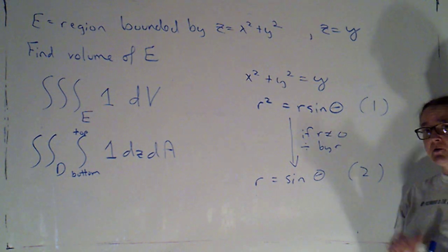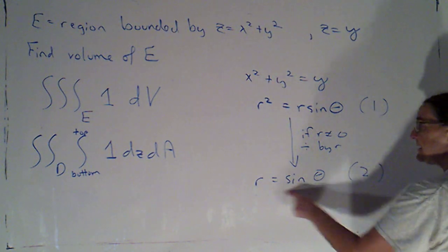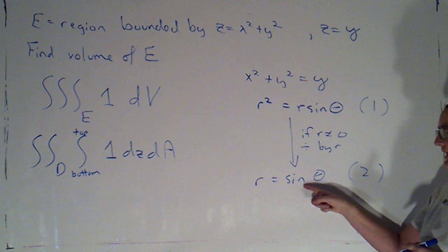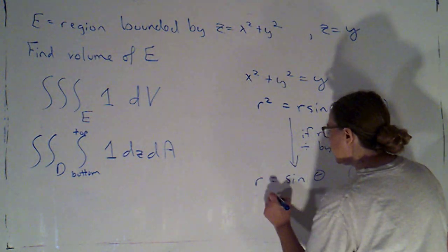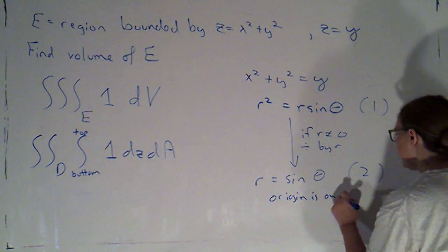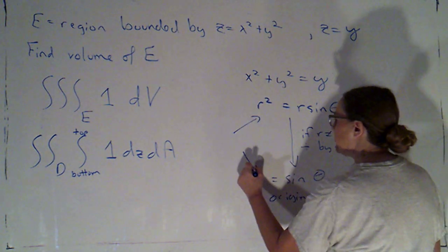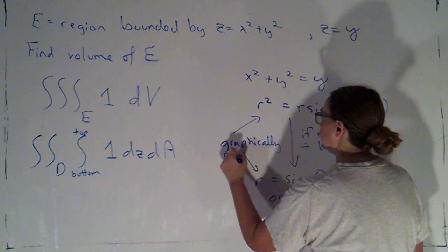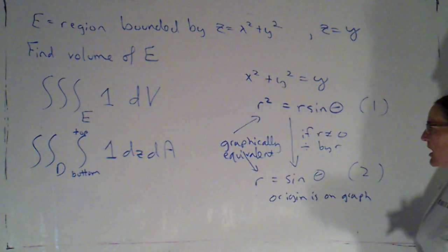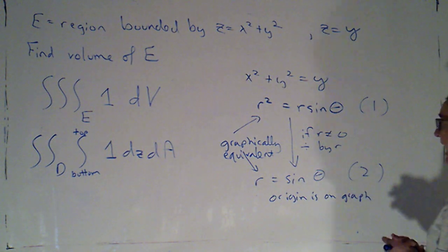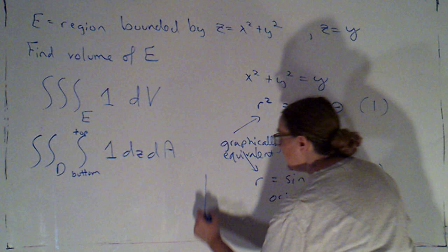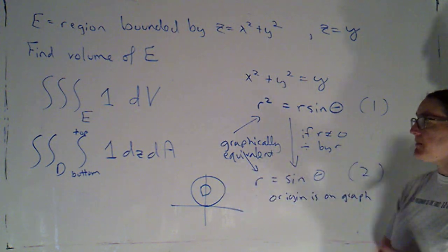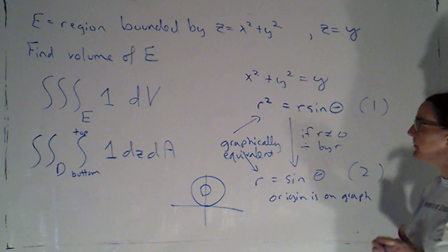Okay. But r equals 0 just corresponds to one point, the origin, and that is on the graph of this curve. Because if theta happens to be 0, that's going to make sine theta 0, so r would be 0. So the origin is on the graph. So even though algebraically they have different solution sets, these are graphically equivalent. So that tells me that r equals sine theta is the boundary of the projection onto the xy plane. So that's going to be my region D that we have right here.